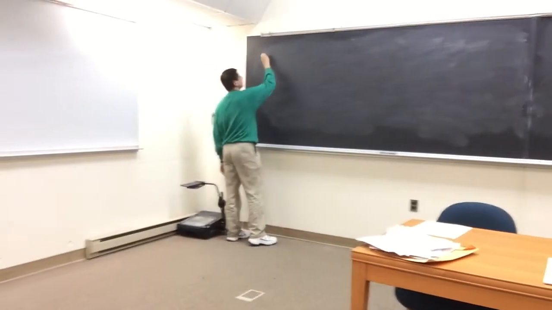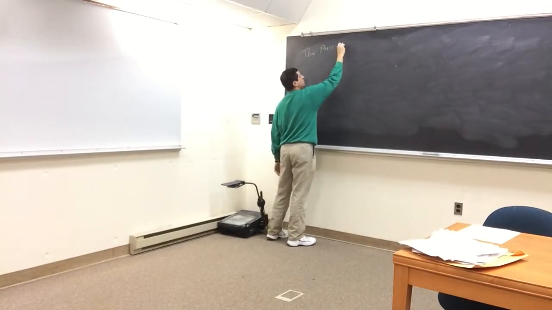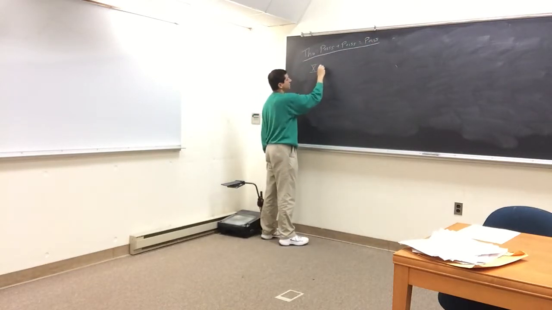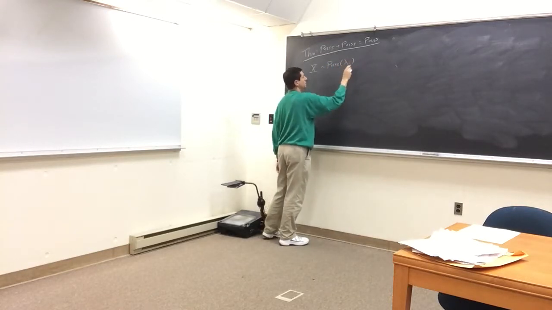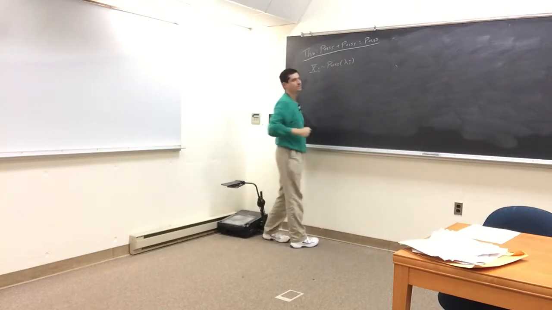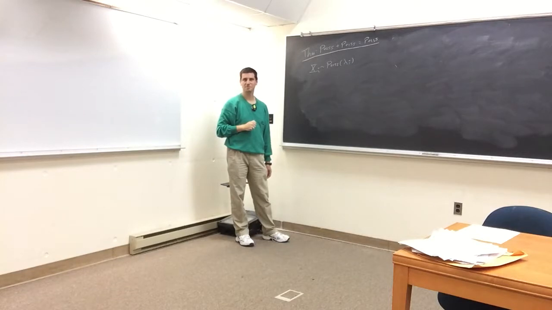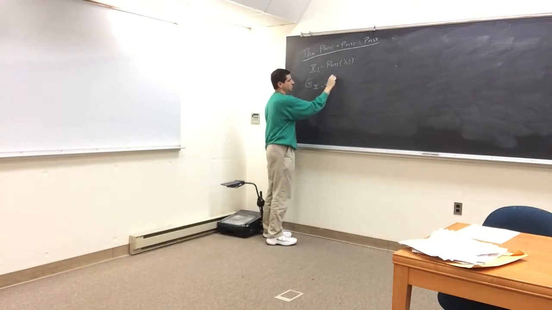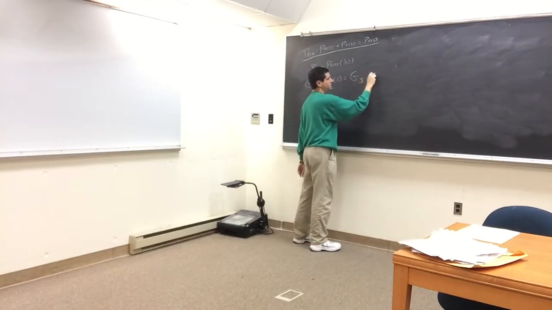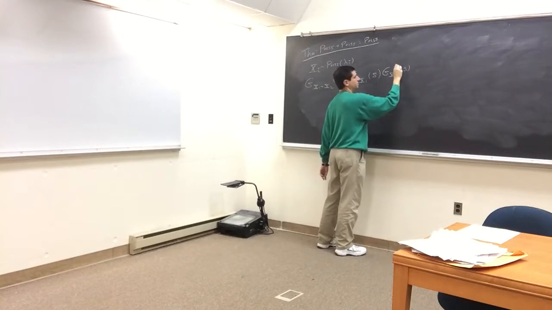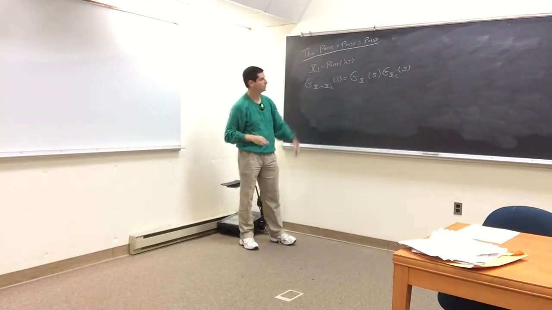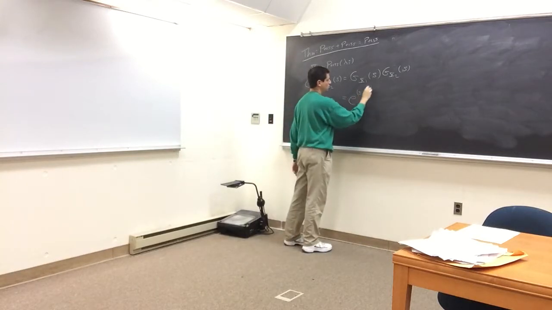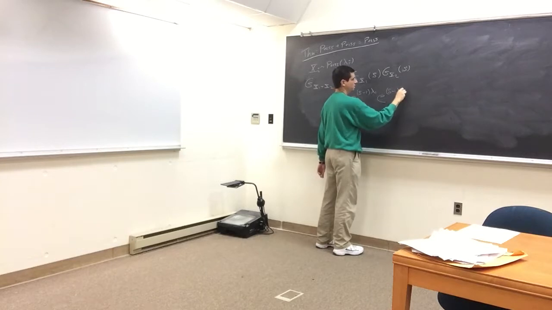Here's another way. Theorem: Poisson plus Poisson equals Poisson. Let's say xi is Poisson with parameter lambda i. So instead of doing x and y, I'll do x1 and x2. This saves some chalk. And I'm running out of time. So let's calculate the generating function of x1 plus x2 at s. This is the generating function of x1 at s times the generating function of x2 at s. Well, we know what the generating function of a Poisson is. It's e to the (s minus 1) times lambda 1, and then e to the (s minus 1) times lambda 2.